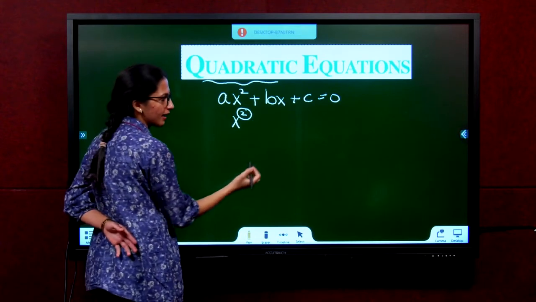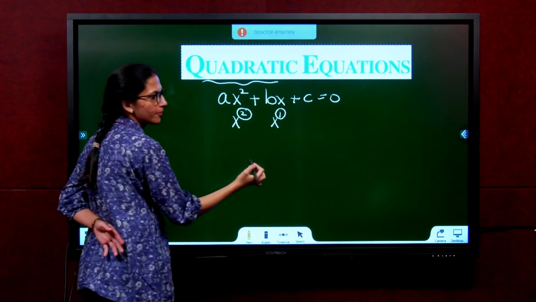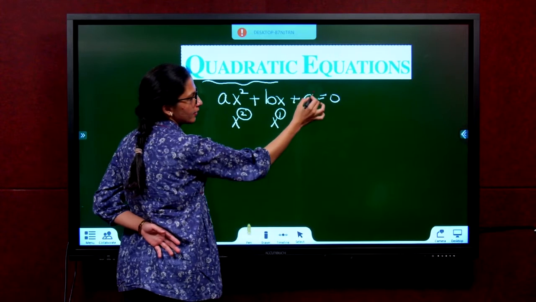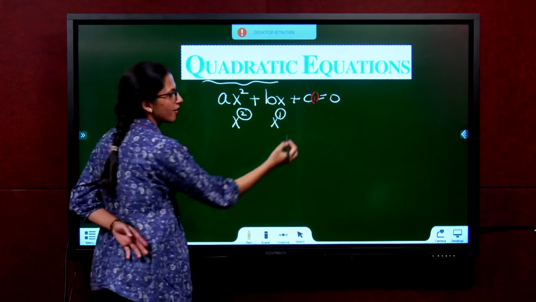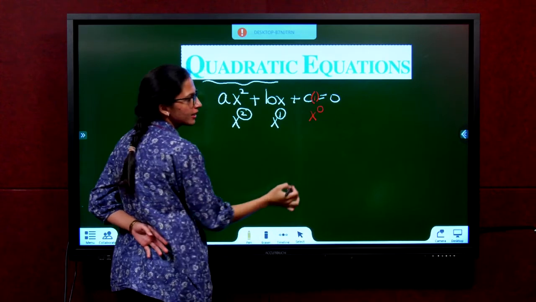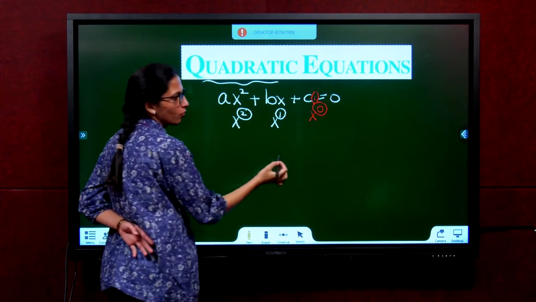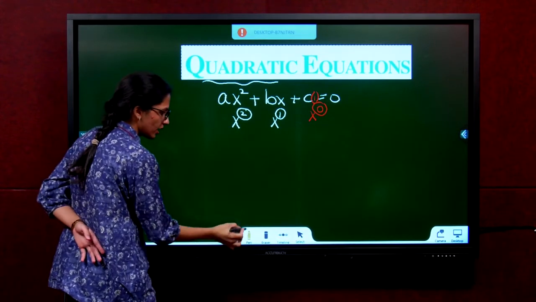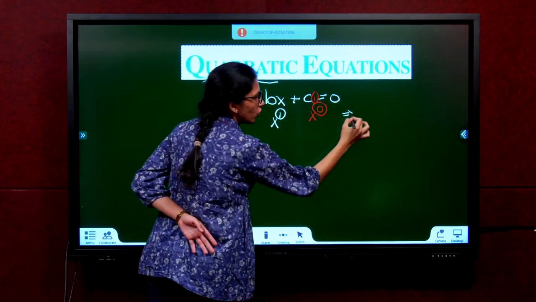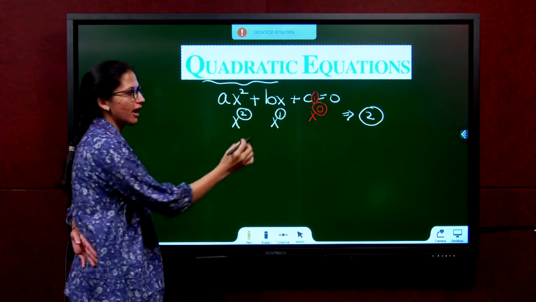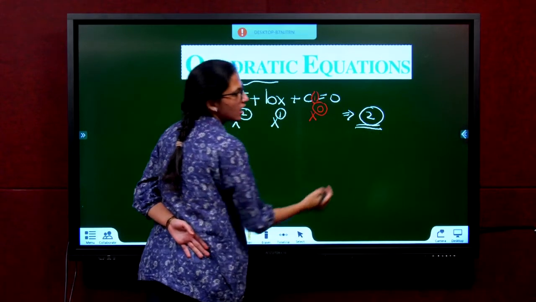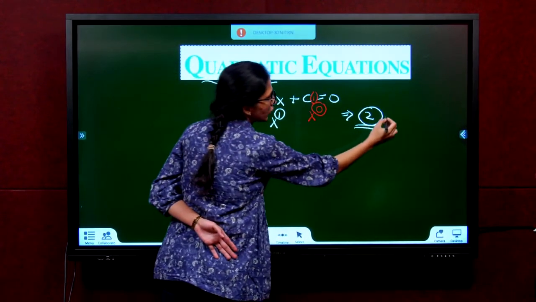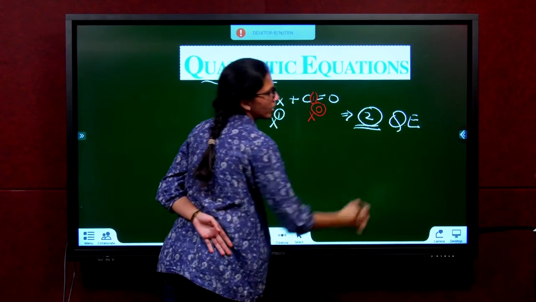If I look at this term x, the power of x here is 1. What is the power of x over here? As we can see, there is no x term. So I can write this as c into 1. 1 can be represented as x power 0. So the power of x over here is 0. Now if I compare 2, 1 and 0, who is the highest? 2. So 2 is the highest. So an equation in which the highest power of x is 2, or in other words, the degree of x is 2, then the equation is known as a quadratic equation.